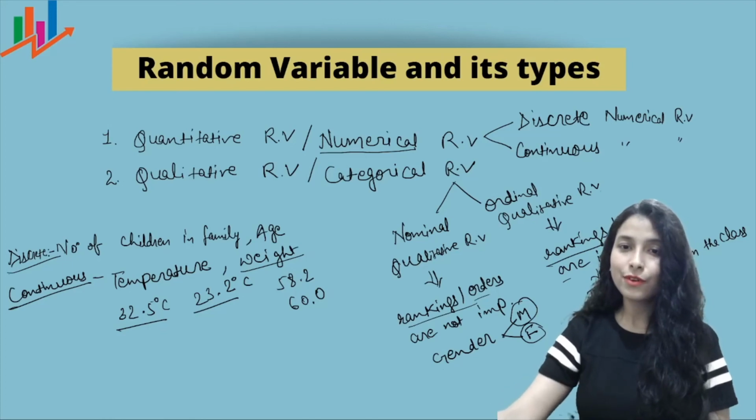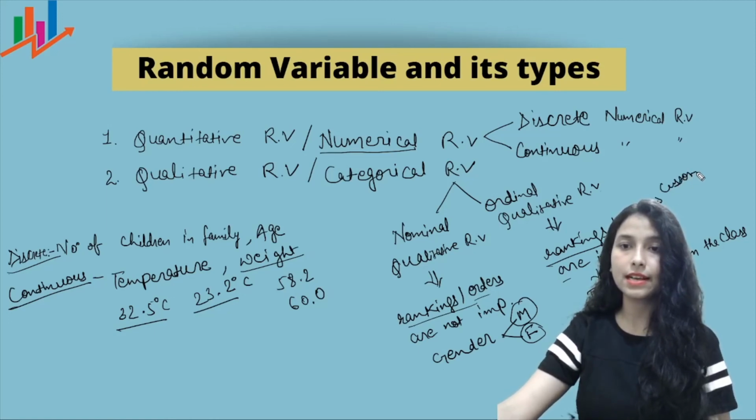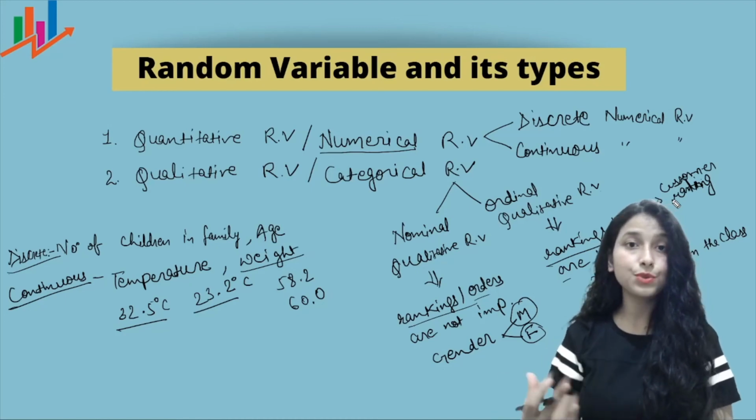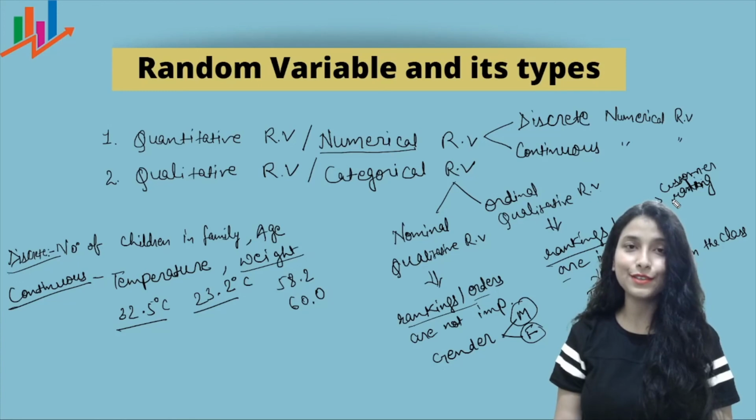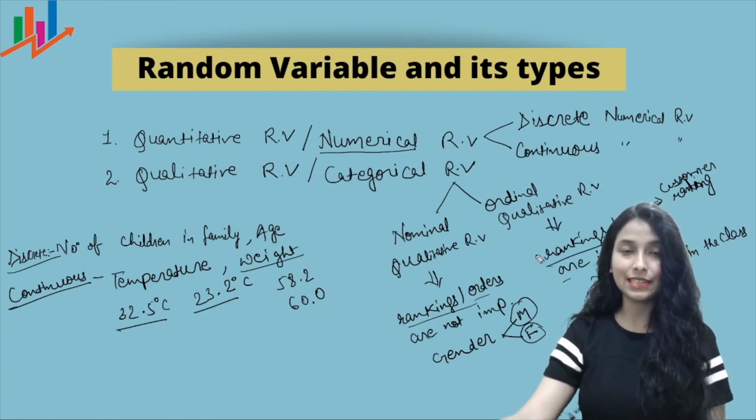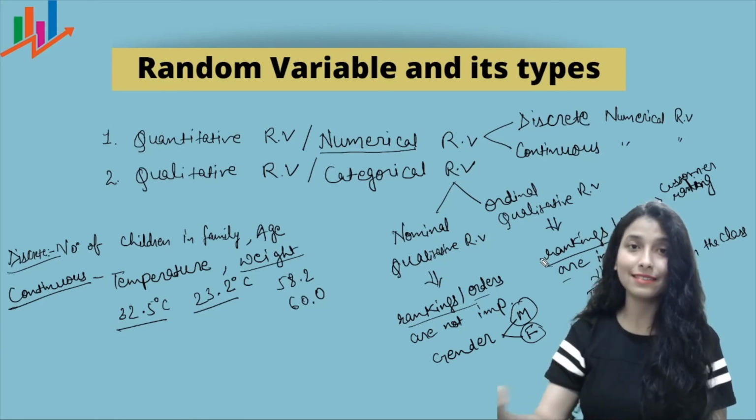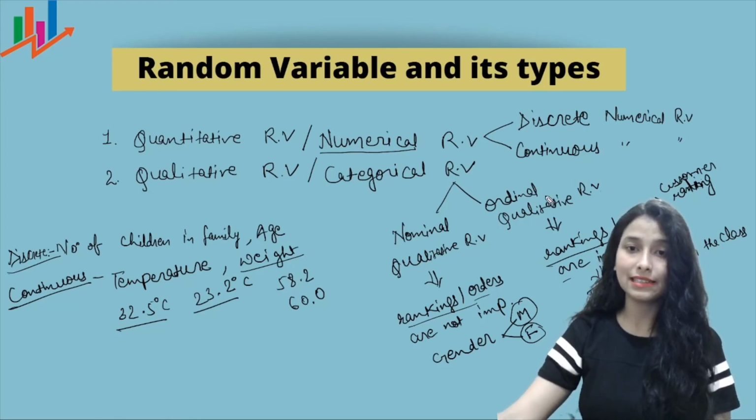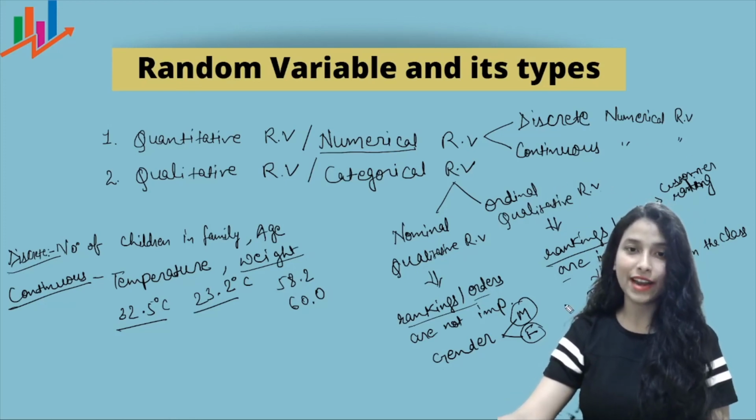For the example of ordinal qualitative random variable, you can take customer rating. You would have noticed that whenever we call a customer care executive, at the end of the call they ask for a rating, right? Some kind of rating based on our experience. That particular rating is very, very important for them because at the end it decides their performance. So this customer rating can be an example of ordinal qualitative random variable.